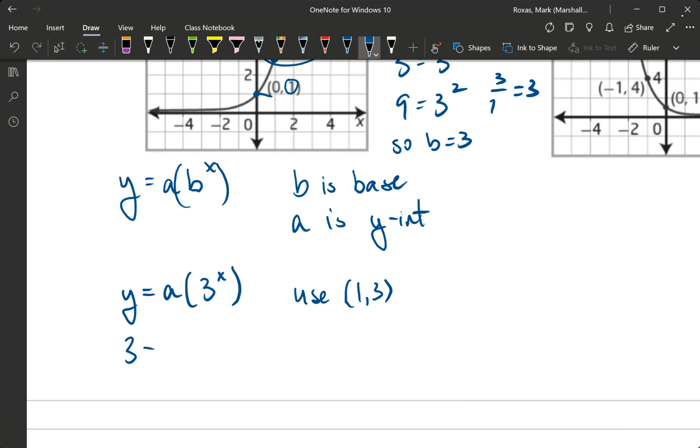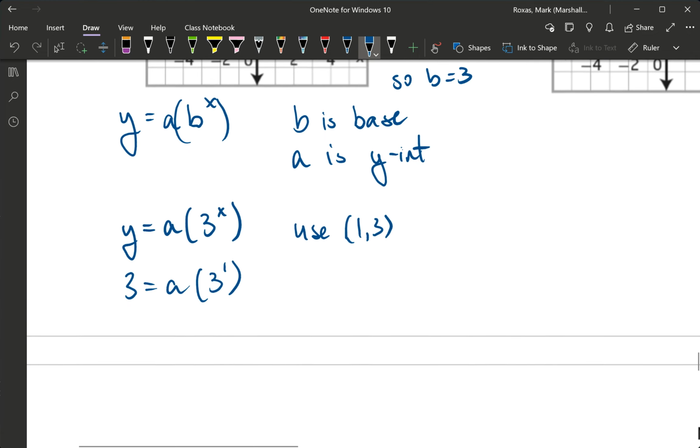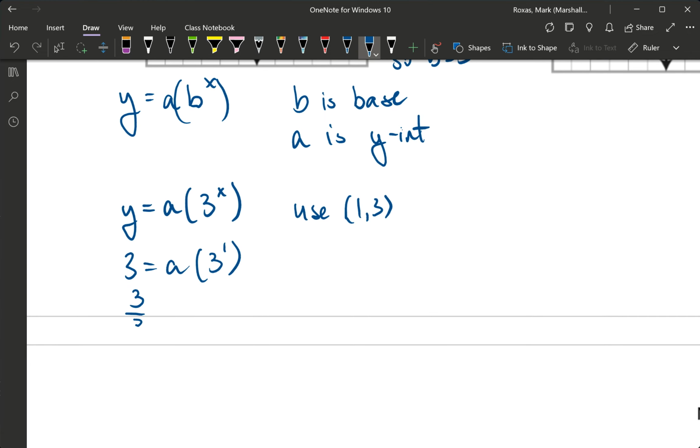So y value is 3, a times 3 to the power of x, where x is 1. And so 3 equals a times 3, which means 3 over 3 is equal to a, and then a is equal to 1. So there we could confirm a equals 1. So therefore, the equation is y equals 3 to the x.